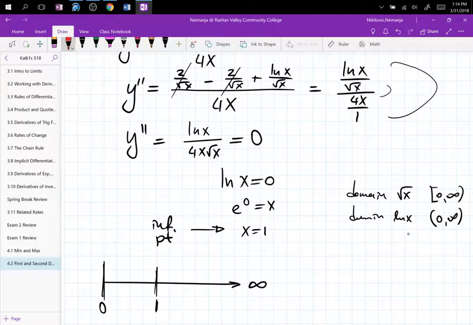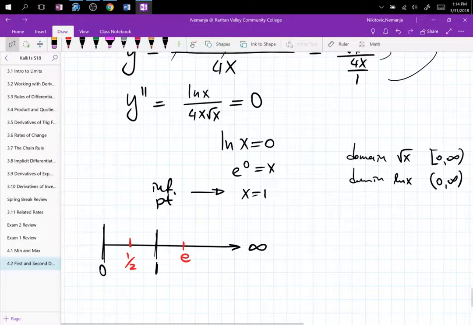So now what can I do? Well, I can put a half over here. Let me see, where's the second derivative? It's right here, right? Okay, leave it. So a half, and then over here I can pick one. Let's pick e, because ln e is easy to compute. It doesn't matter what you pick. You just want to make it easy to compute.